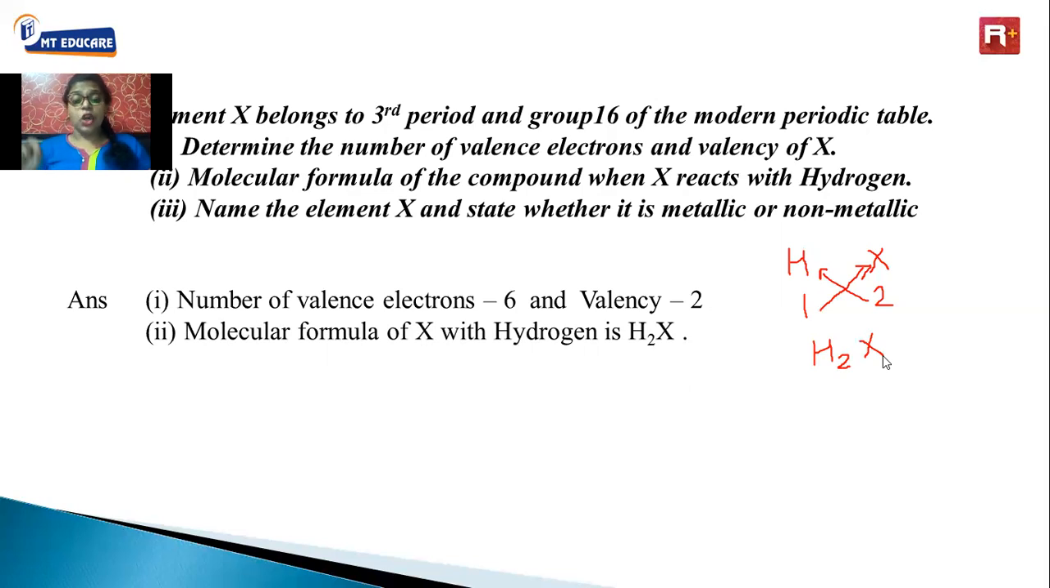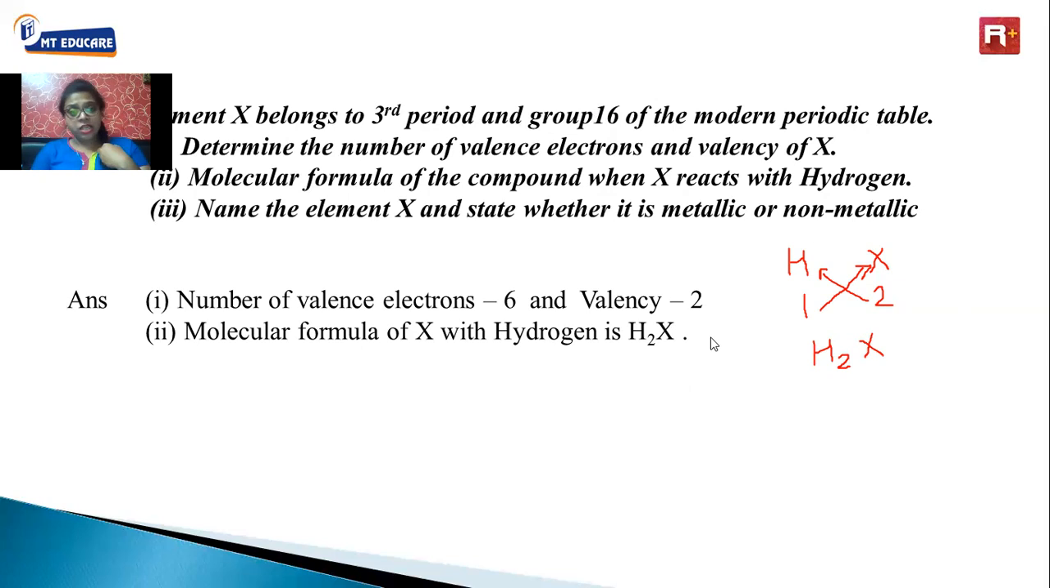Is it metallic or non-metallic? So X is present in group 16 and the third period, and we can say valency 2. Why have we said valency 2? Because it will gain 2 electrons, right? Is gaining of electrons a metallic or non-metallic character? It is a non-metallic character.